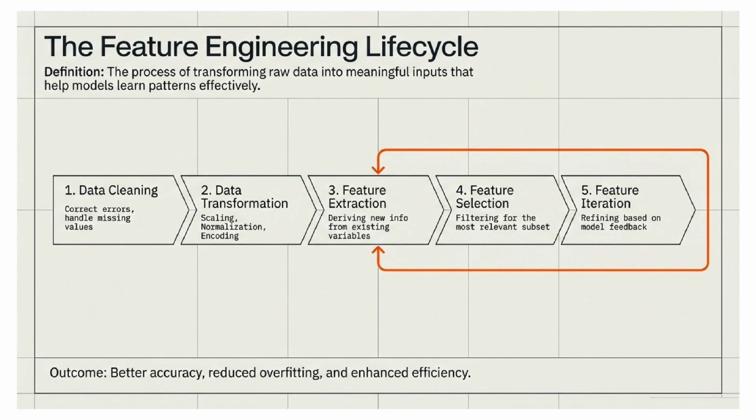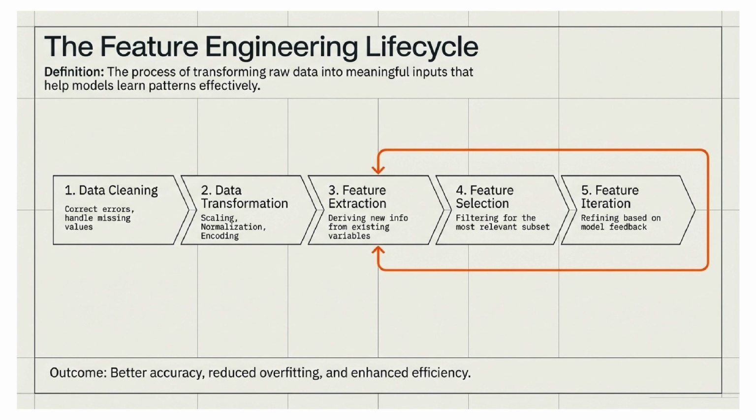Next is data transformation. In this stage, we prepare data into a usable format through scaling, normalization, and encoding. For example, numerical values may be standardized and categorical values may be converted into numerical representations. The third step is feature extraction. This involves deriving new features from existing data. For example, extracting day, month or year from dates, calculating ratios or generating aggregated values that capture hidden patterns.